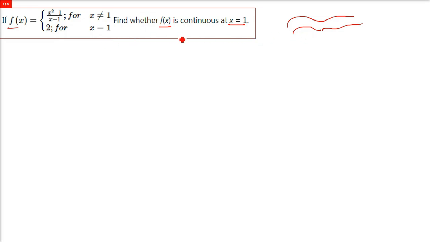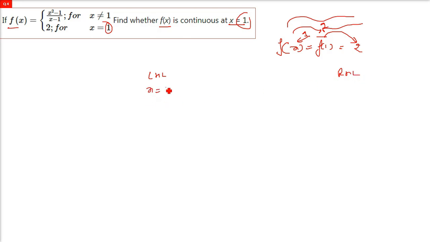At the particular point x equals 1, first we'll check the value of this function at x equals 1, which is given in this question. f(1) is given as 2. This is the first thing. Then we will find out the limits, that is the left hand limit and the right hand limit. If the left hand limit and right hand limit are equal, and it is equal to the value of this function at x equals 1, which is 2 in this case, then we say that this is continuous. So LHL and RHL we will find out.